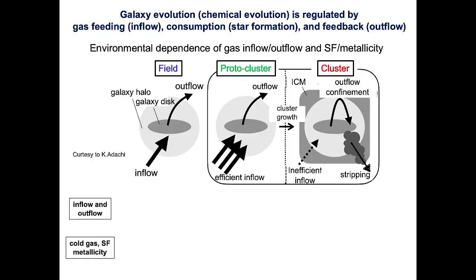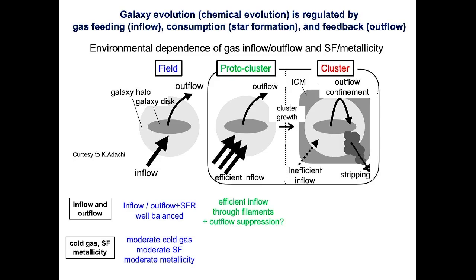And so what kind of galaxy evolution do we expect depending on the environment? So this figure shows a cartoon of what would be happening. In the field, inflow and outflow plus star formation rate are regulated and well balanced. But in the protocluster environment, as we saw in the previous diagram, you have a more efficient inflow, which ends up with the cold gas rich, and therefore, you would expect the enhanced star formation rate. And also this accretion of the pristine gas may dilute the metallicity.